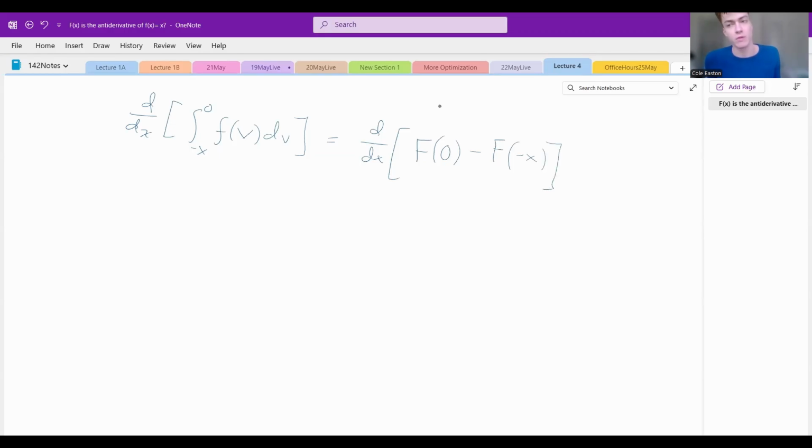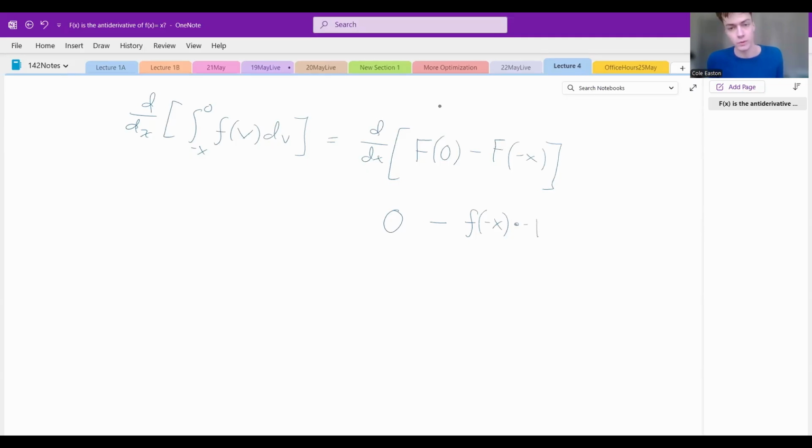And then we want to take the derivative of this. So let's see. The derivative of big F of 0 is just the derivative of a constant, and so that's going to be 0. And then we have minus the derivative of big F of minus x. We're going to have to do chain rule here. First we take the derivative of big F of minus x, and we just get little f of minus x. Then we multiply that by the derivative of the inside, which is minus 1.